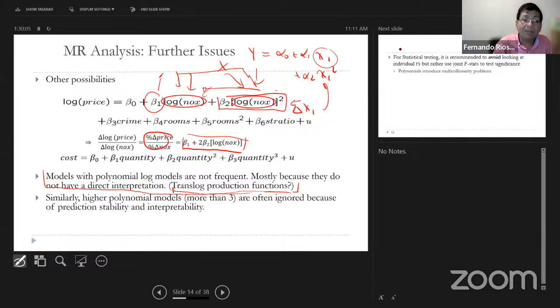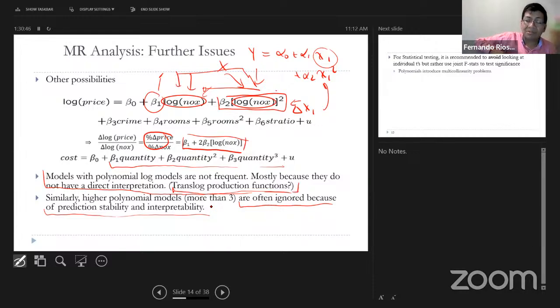So similarly, because we can combine square terms with log functions, you could also try using other kinds of polynomials, cubics, quartics, etc. But these are often ignored because of prediction stability and interpretability, meaning we can usually have an idea what exactly it means to have a square parameter that is positive or negative. That it means either increasing returns to scale or decreasing returns to scale. A function is going to be increasing the higher the value is, or decreasing.